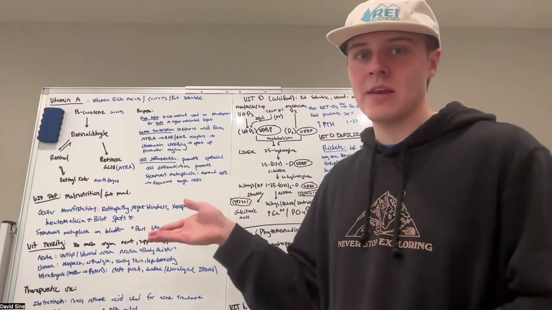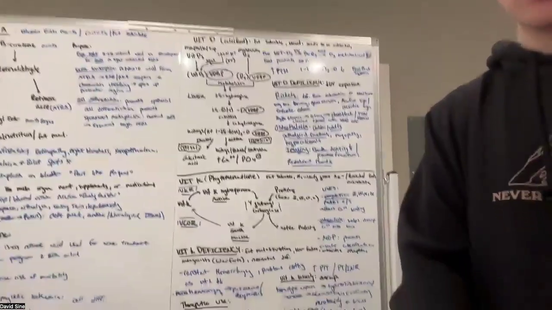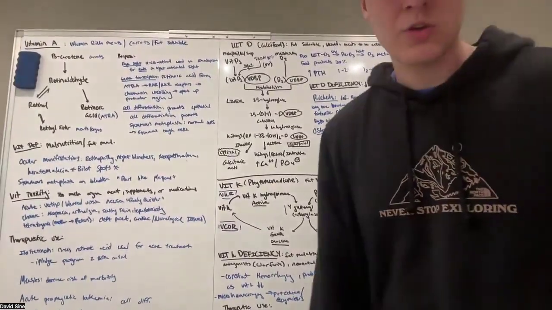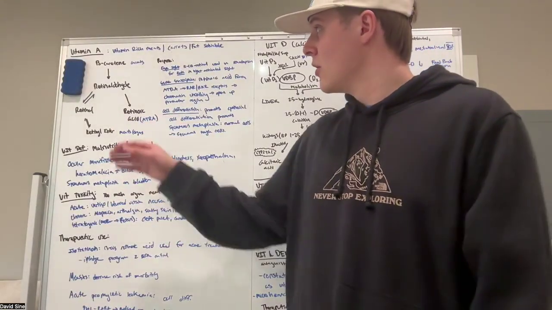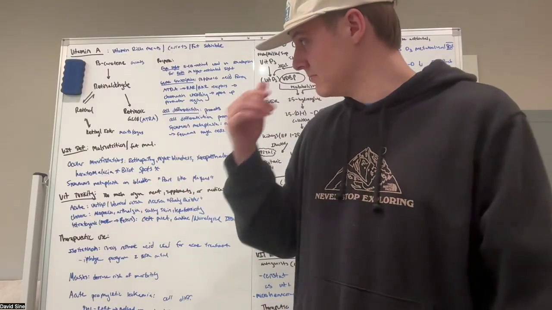So that's vitamin A. Now we're going to go to vitamin D, then we'll talk a little about vitamin K. These are also fat soluble. Just really quickly, I didn't really talk about the mechanism actually, so let me talk about the mechanism super quickly. We get something called beta carotene from carrots.